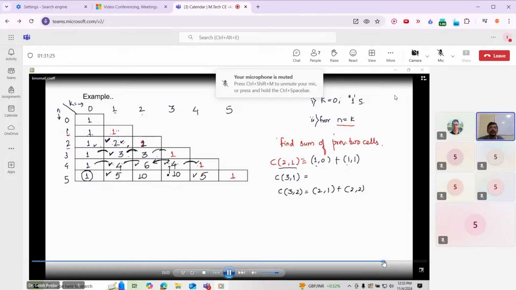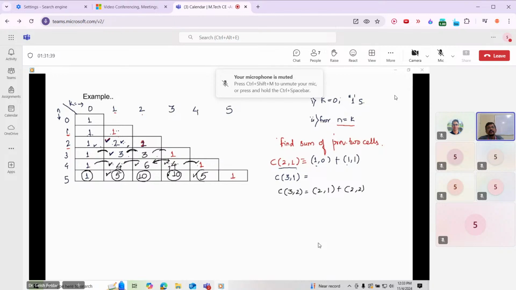Look at this one. What you have got: 1, 5, 10, 10, 5 and 1. So these were the answers we had got, the coefficients for x plus y raised to 5. So this will be 1 x raised to 5 y raised to 0 plus 5 x raised to 4 y raised to 1 plus 10 x raised to 3 y square plus 10.